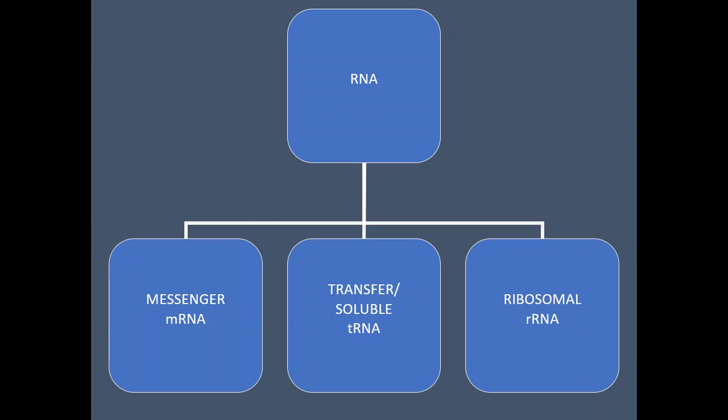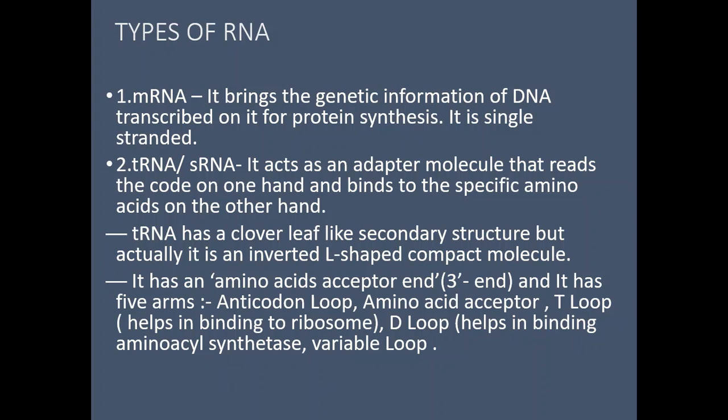Now we have these different types of RNA. We have messenger RNA, we have transfer RNA, we have ribosomal RNA. Now in detail we have the types of RNA. First is mRNA, that is the messenger RNA. It brings the genetic information of DNA transcribed on it for protein synthesis. It is single-stranded. Then we have transfer RNA or soluble RNA.